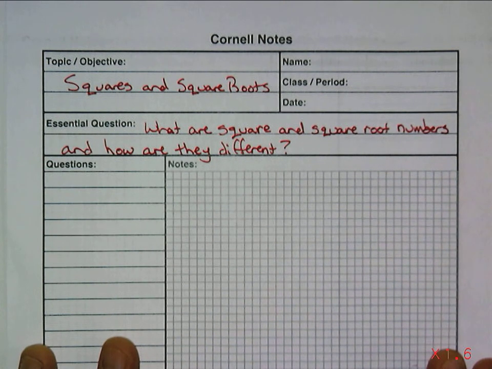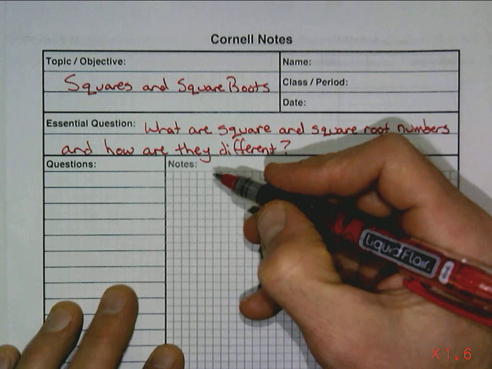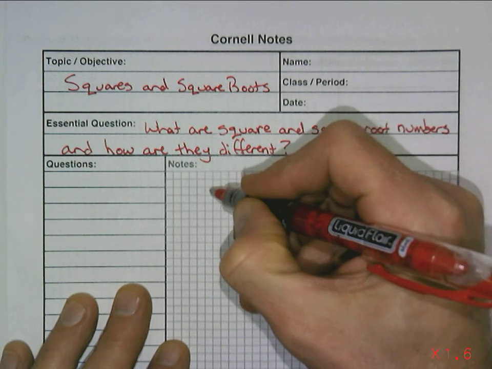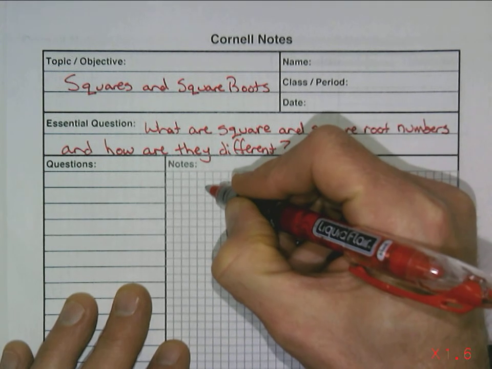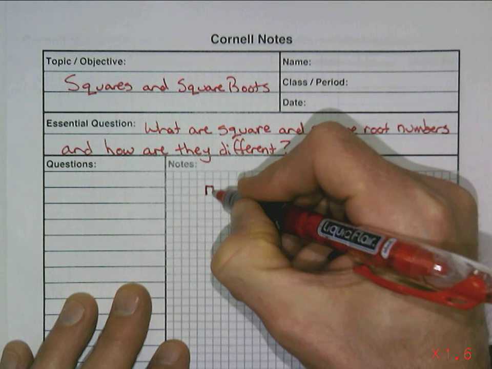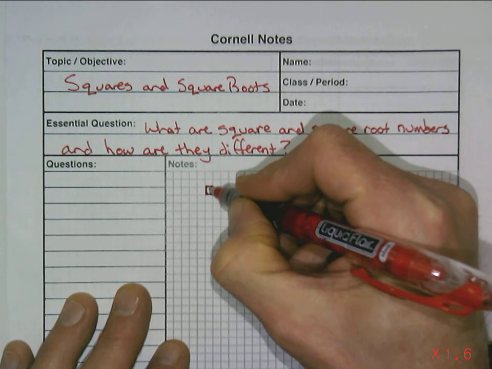So the term square is often used to describe a shape, and today we're going to understand how that shape actually relates to a number, and same thing with the square root number, because they're both based on a shape.